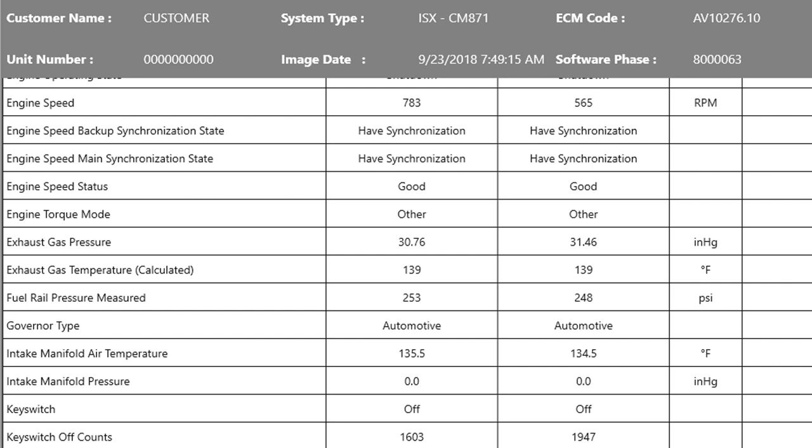Exhaust gas pressure is up at 30-31. Engine speed status is good. Engine speed is 783 and 565 respectively, because the ECM is completely awake and running the engine, monitoring everything, and the key switch is off. So I wanted you to understand that if you have a failure of that electromagnet, you'll get some different faults for shorted high, sometimes shorted low.